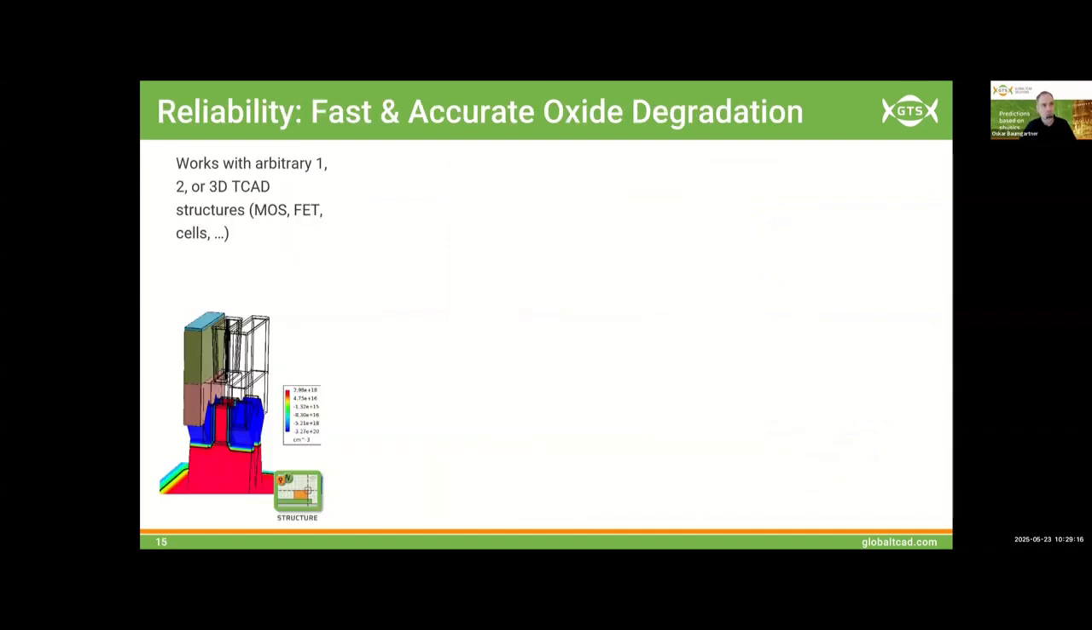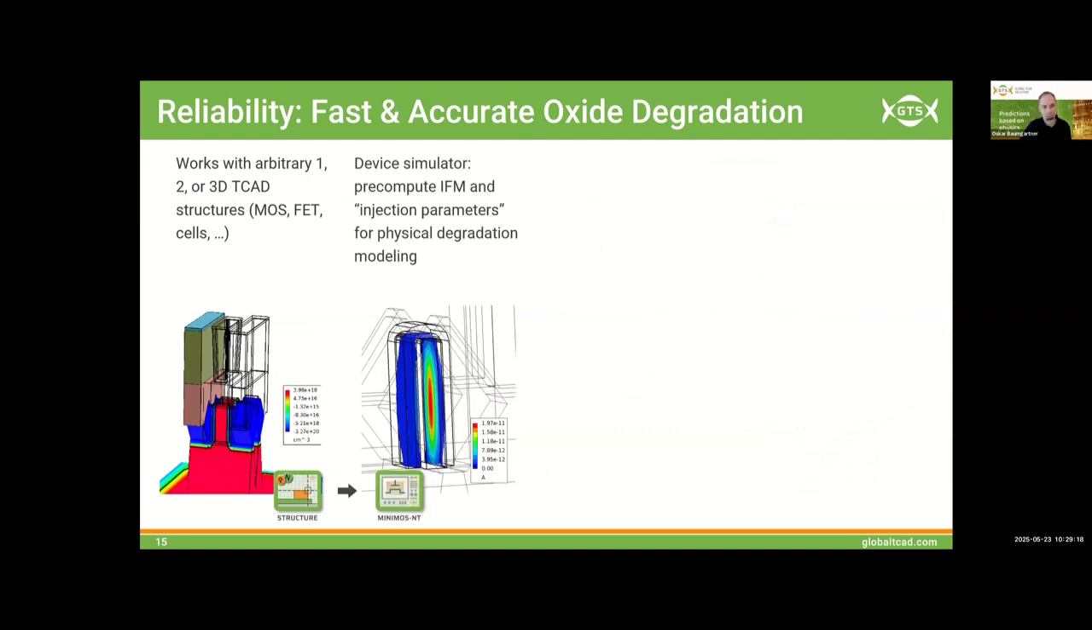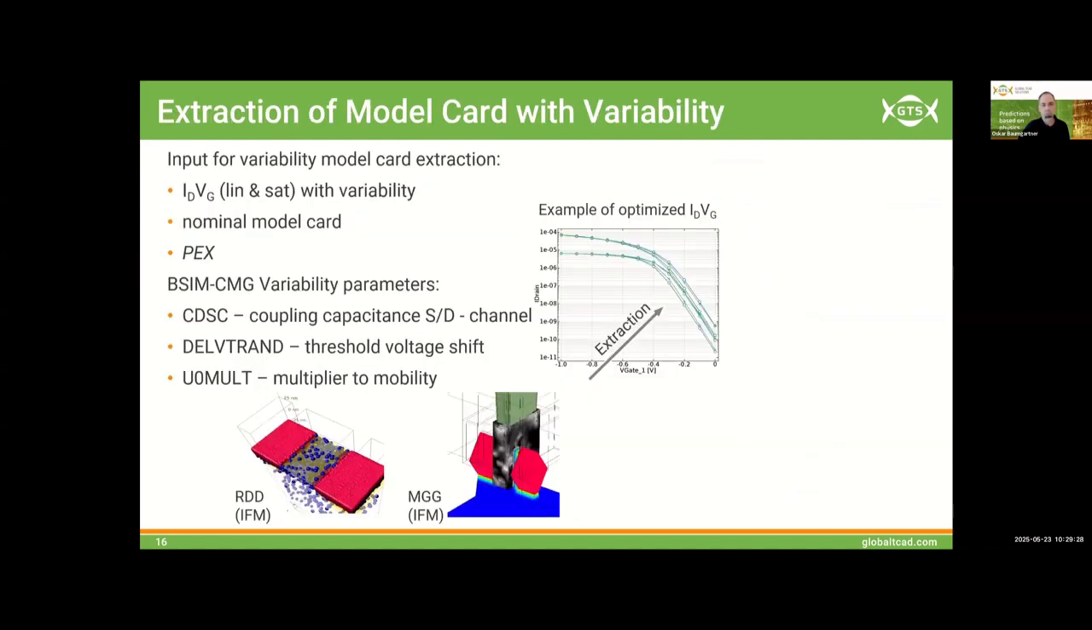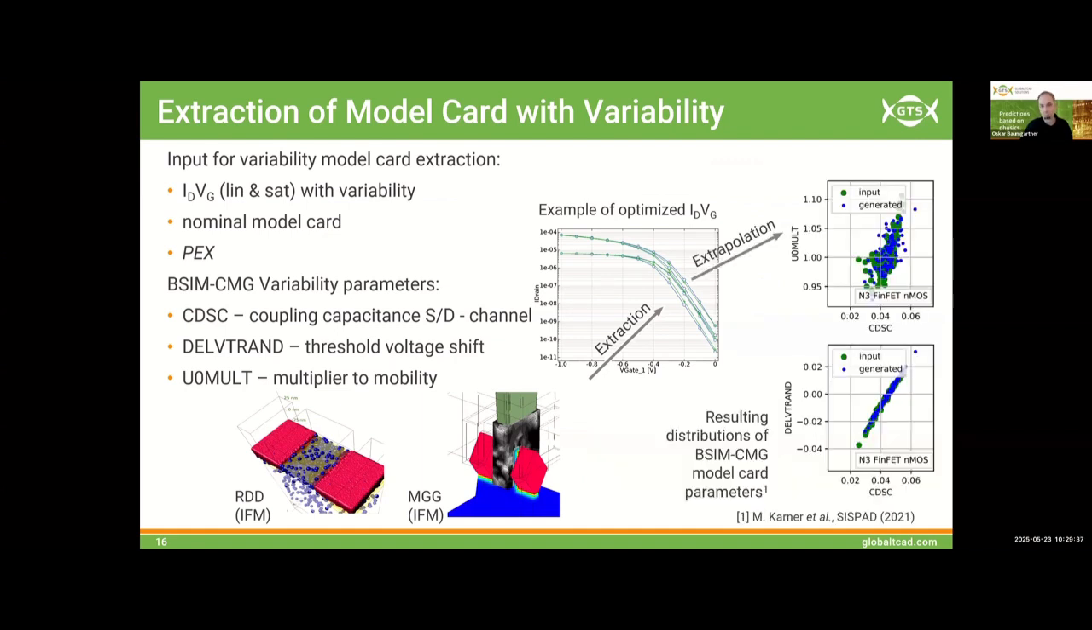As mentioned before, reliability is also an important question in the industry. So we can also include reliability models to cover aging information into the simulation flow and variability information, basically generating thousands and thousands of individual model cards representing the variability that you would have across the die with your transistors.